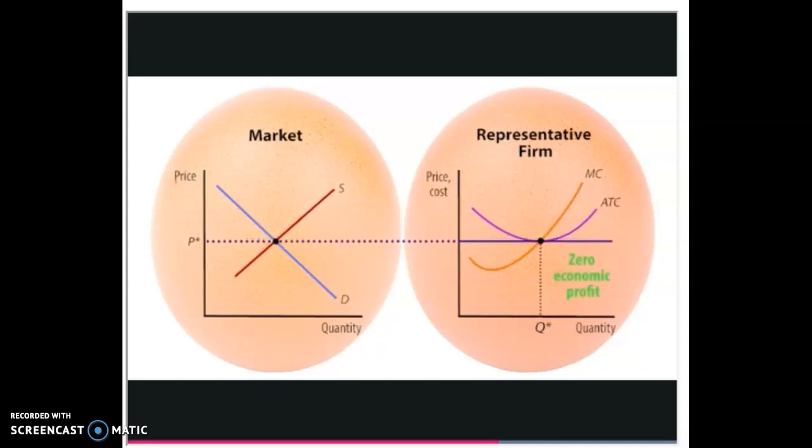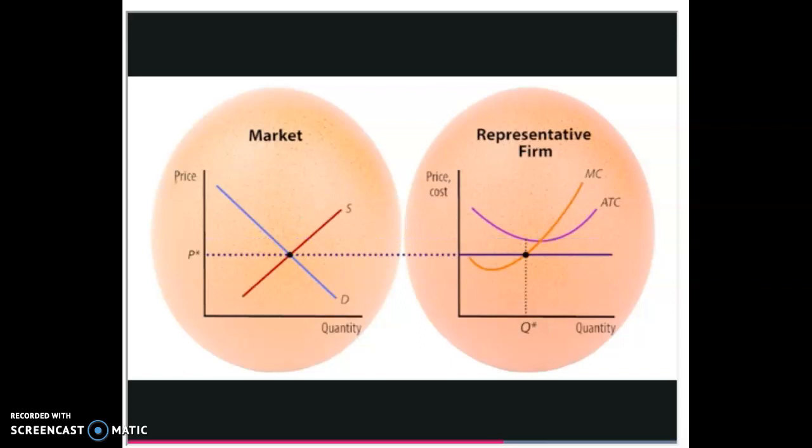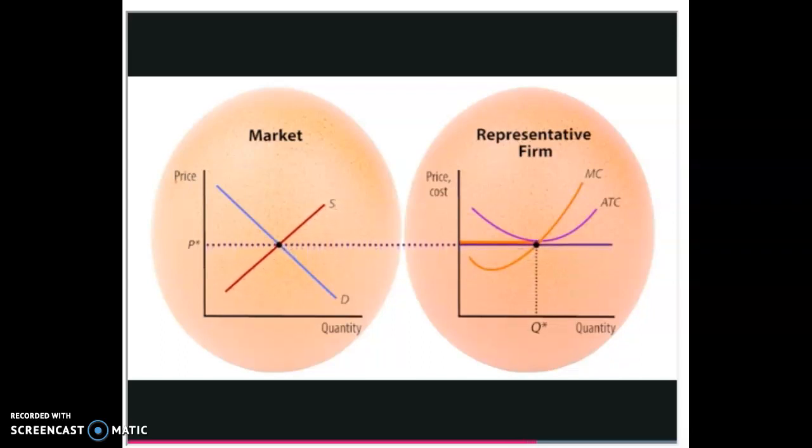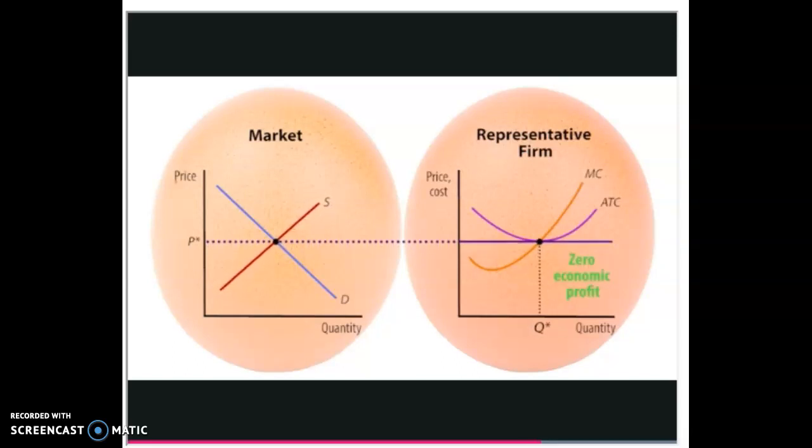Now suppose the existing firms face losses, represented by this area with the height of the loss per unit and the width of the quantity sold. In the long run, some firms will exit the market, thereby decreasing the supply and increasing the market price. This will continue until the economic profit for the remaining firms is zero.